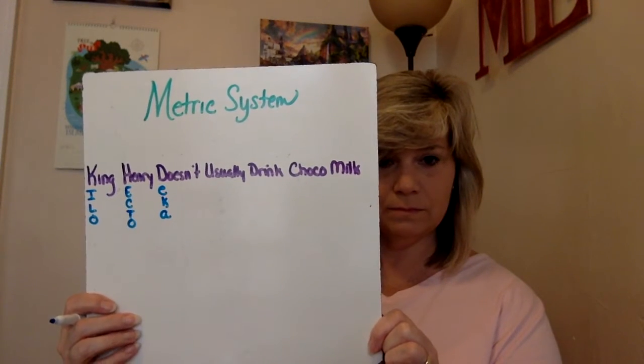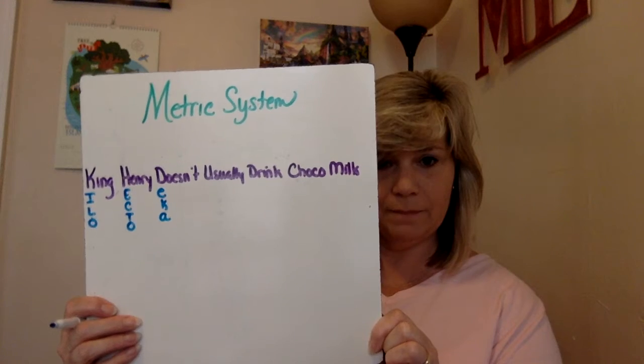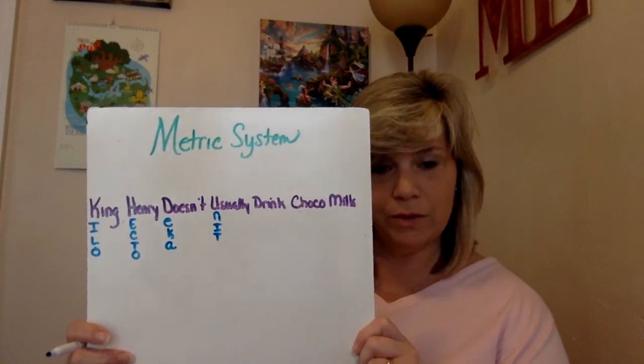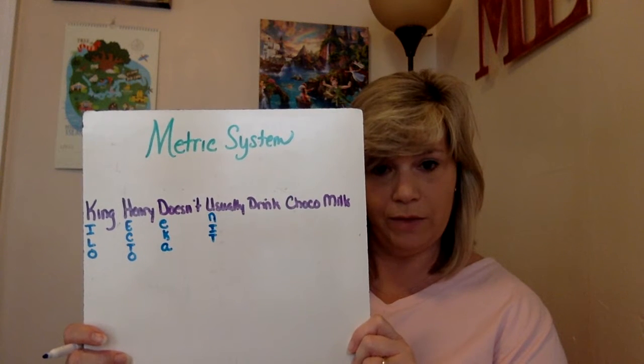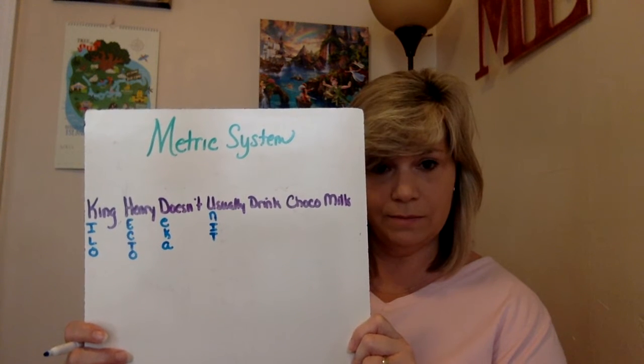D for deca. Got that? Now, here's where it gets tricky. U is for unit. And I want you to write that down. I'll show you what I want you to put with unit because there's a little bit more to put with it, okay? U for unit.